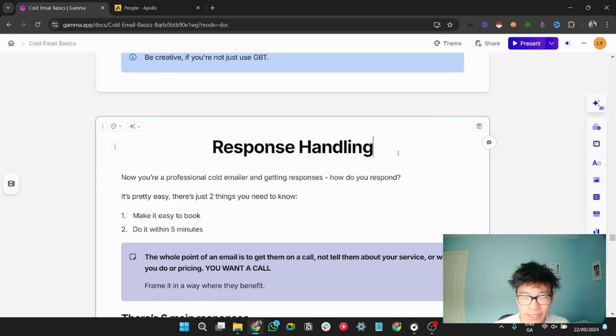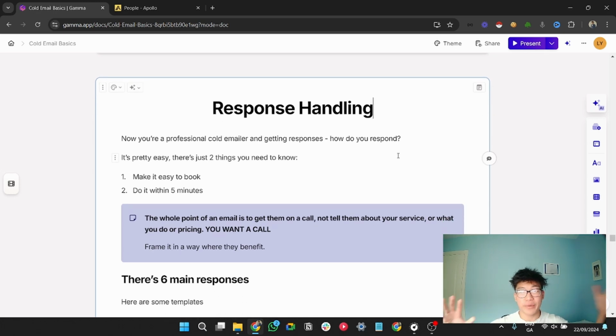So response handling is now you're a professional cold emailer. You have the lists, you have the sending software, you have the scripts. The scripts, the software, the leads. Sorry, that's the last one. And then you're getting responses. So how do you respond? It's pretty easy. There's just 2 things you need to know. Make it easy to book. I'll explain that in a second. And do it within 5 minutes.